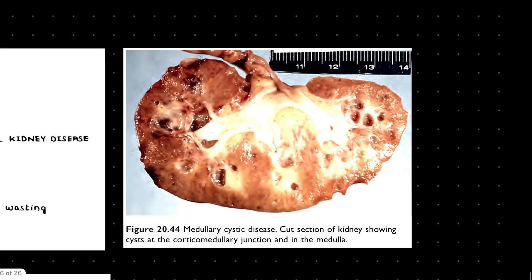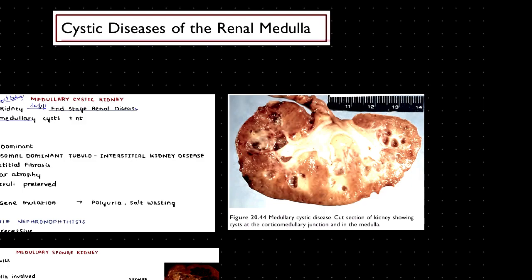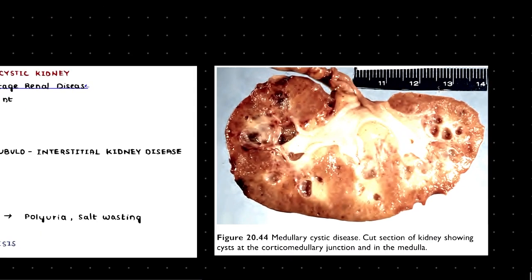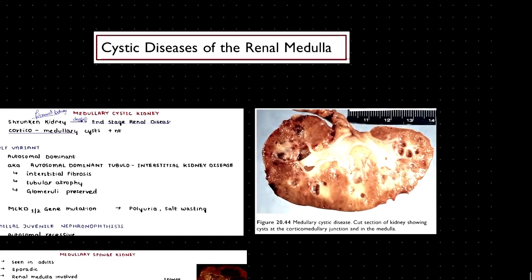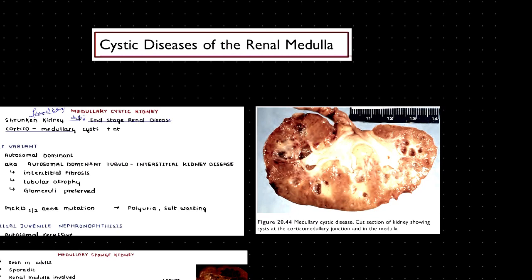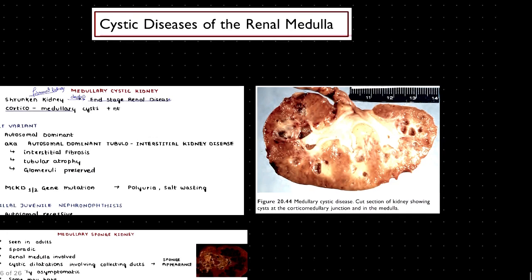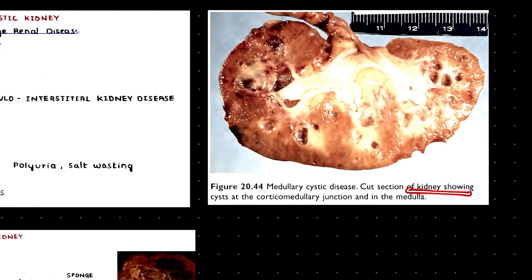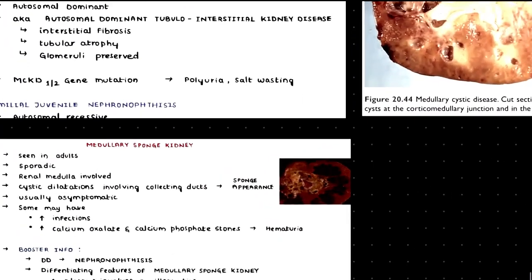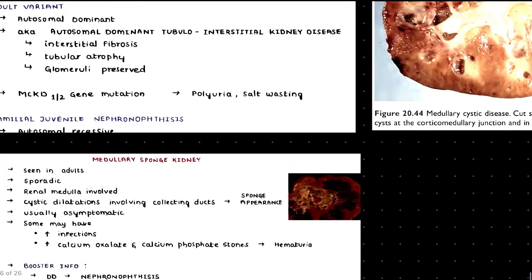This is our medullary cystic kidney, in which you will find cysts in the region of the cortex and medulla. Somewhere right here you can see cysts. This is the medullary cystic disease, cross section of kidney showing cysts at the corticomedullary junction and in the medulla. Now moving further to familial juvenile nephronopathy.